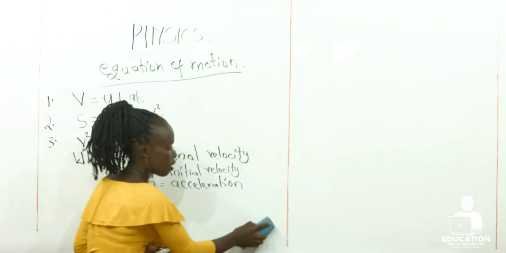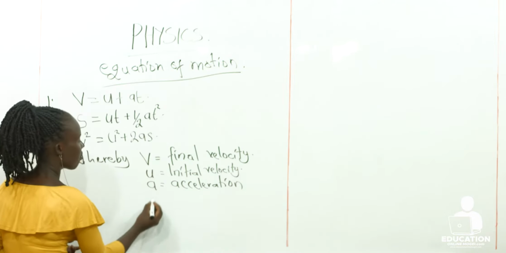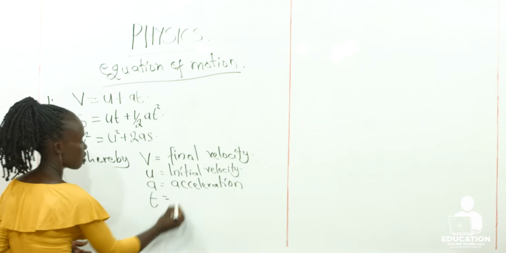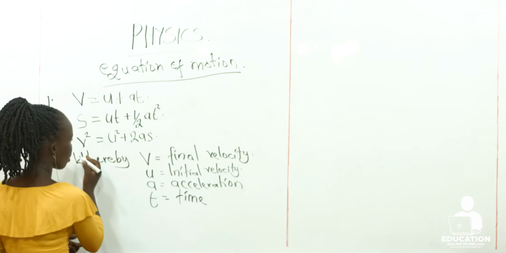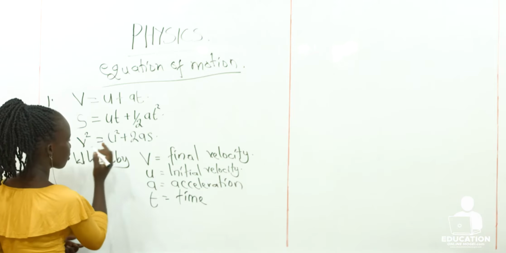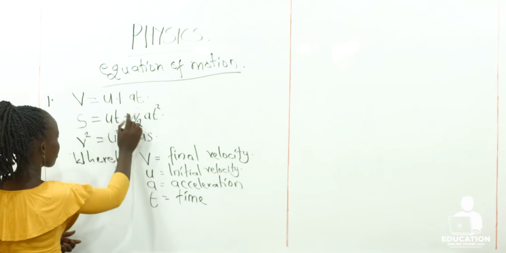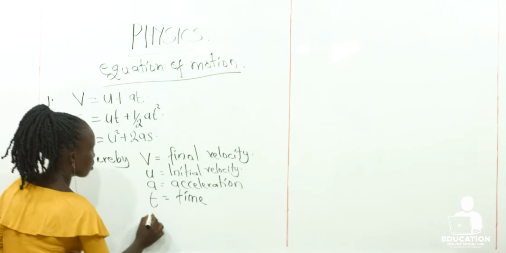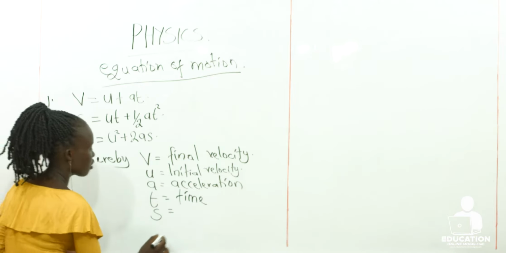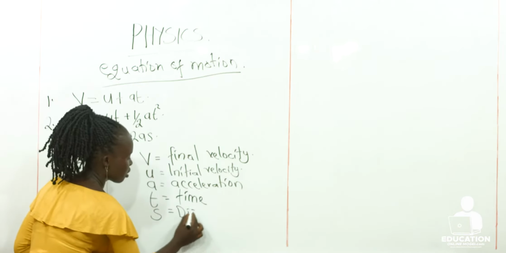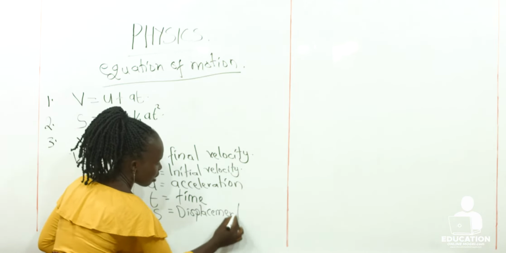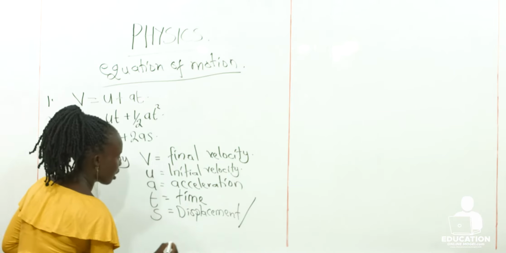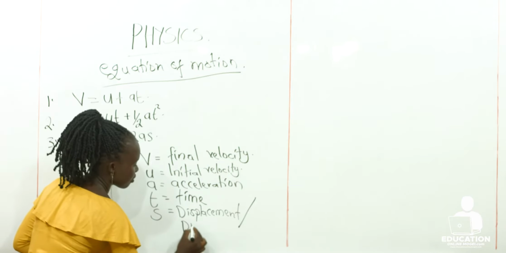So what other element do we have here? We have the t, which is the time. Then what is lacking? We have all this, so we have one thing left out, the s, which is the displacement. Sometimes you can also call it the distance.